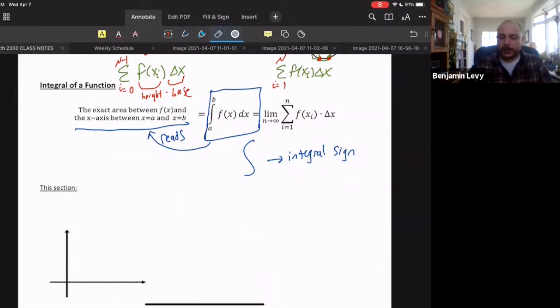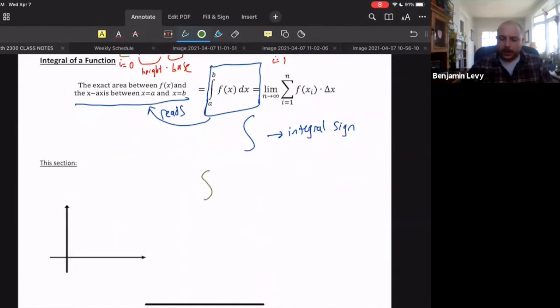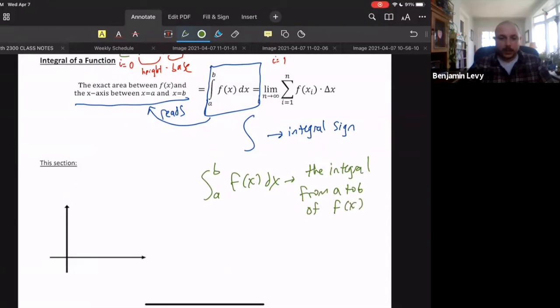So let me also write this down. I think I'm just going to write this in another way. So another way to say this notation would be to do the integral from a to b of the function f of x. And it tells us the area between the function and the x-axis, right?